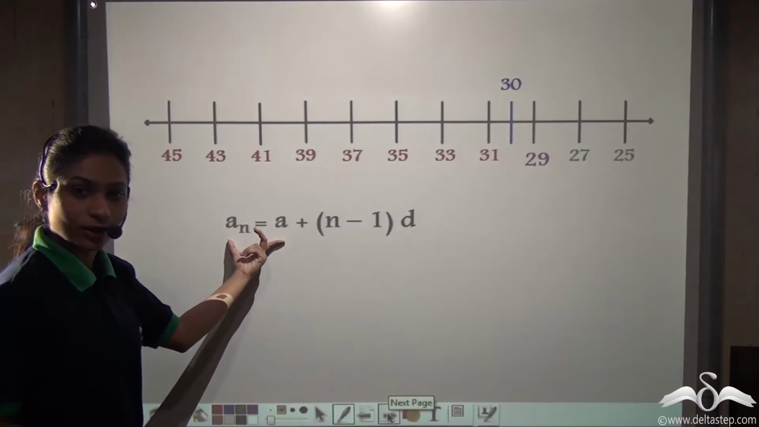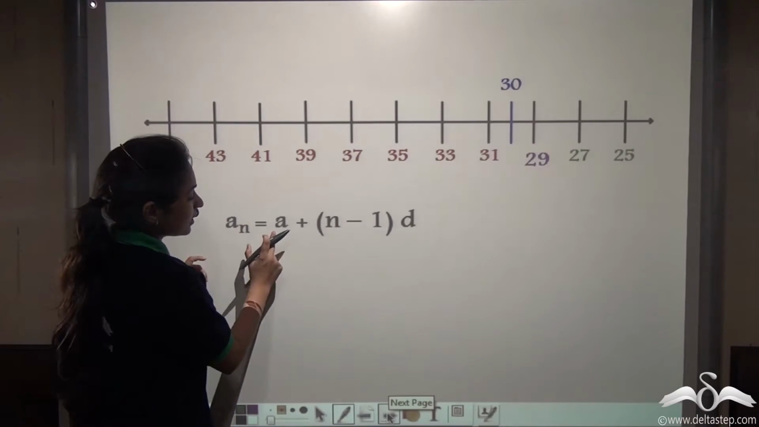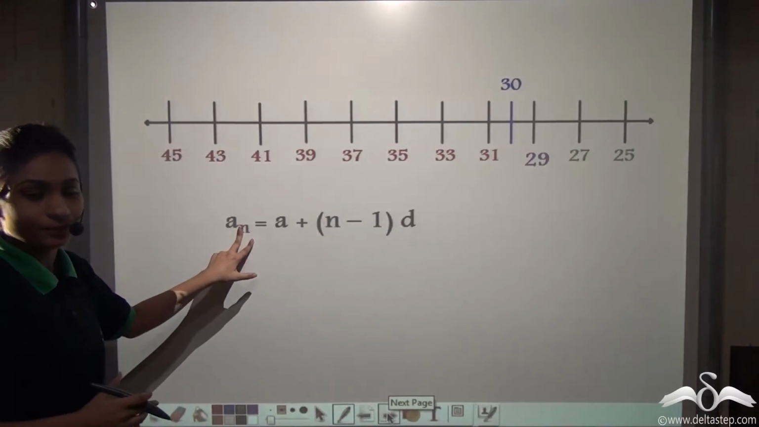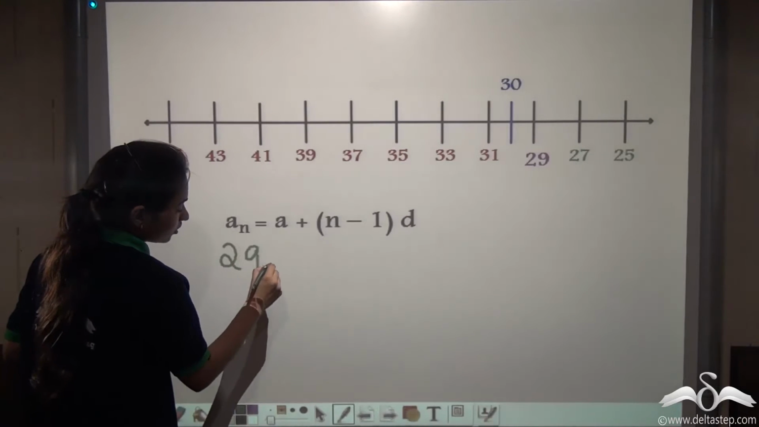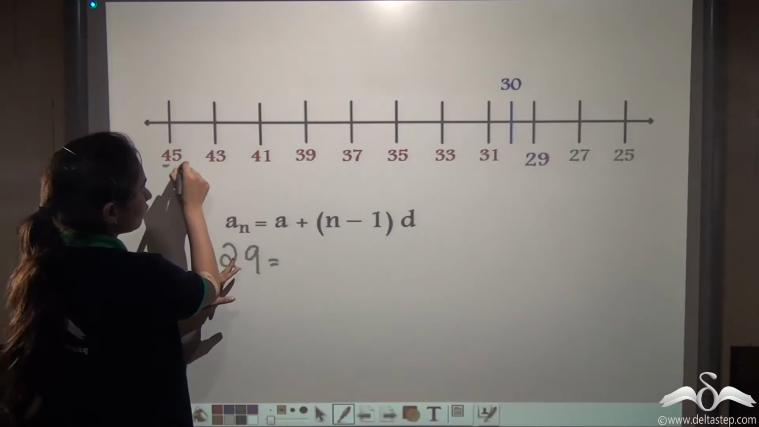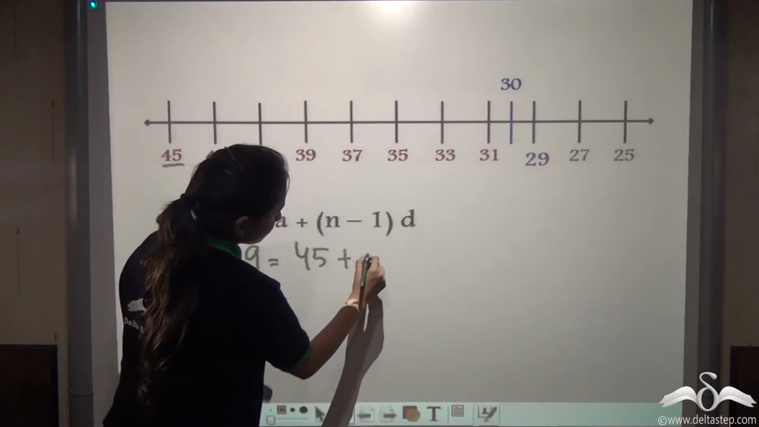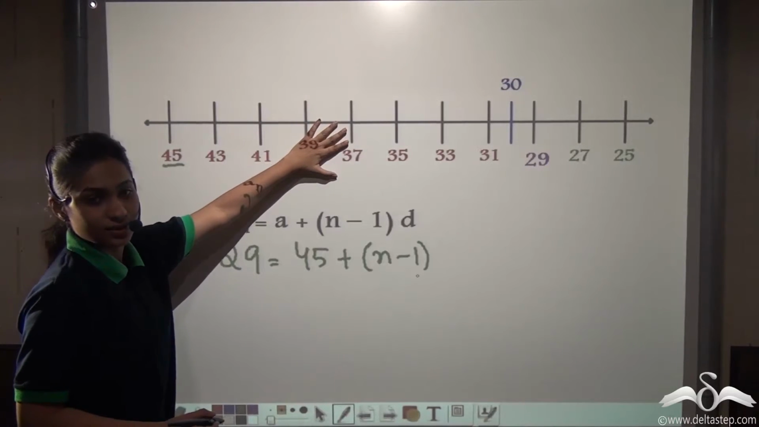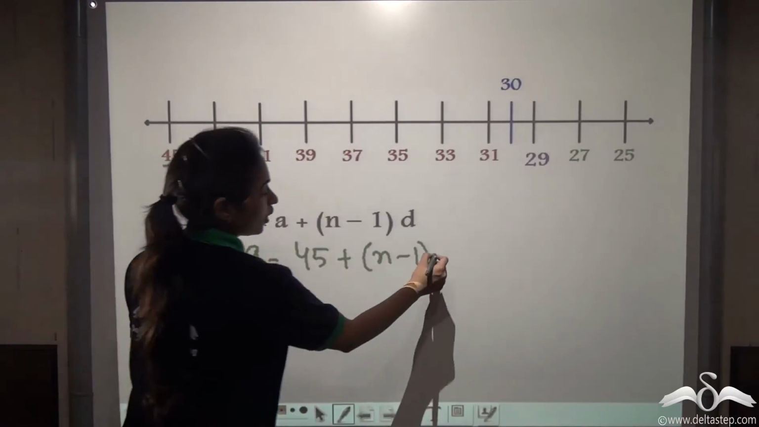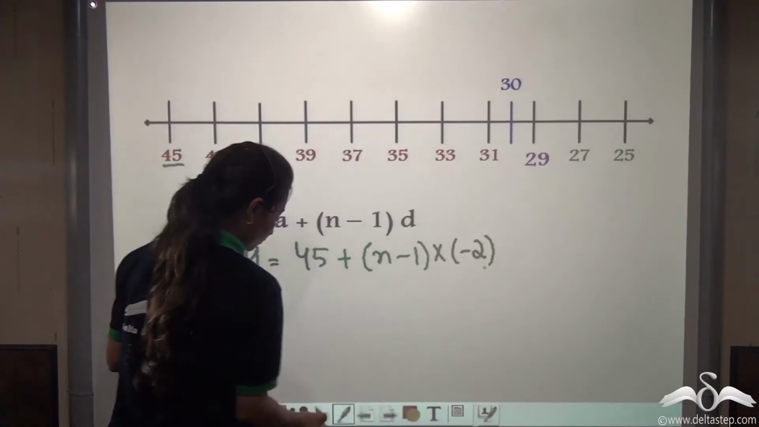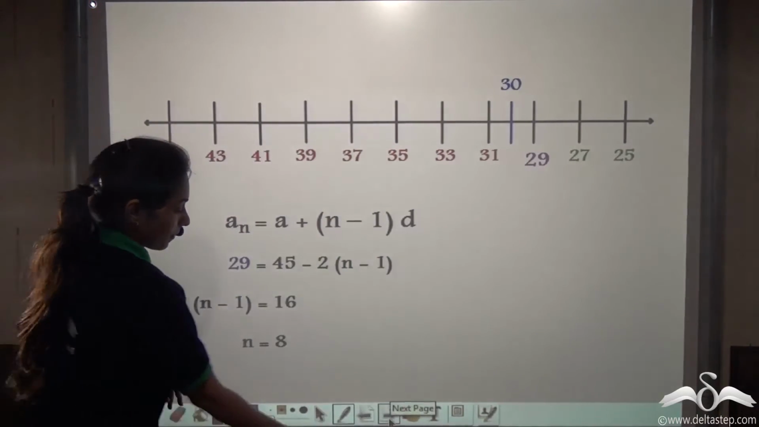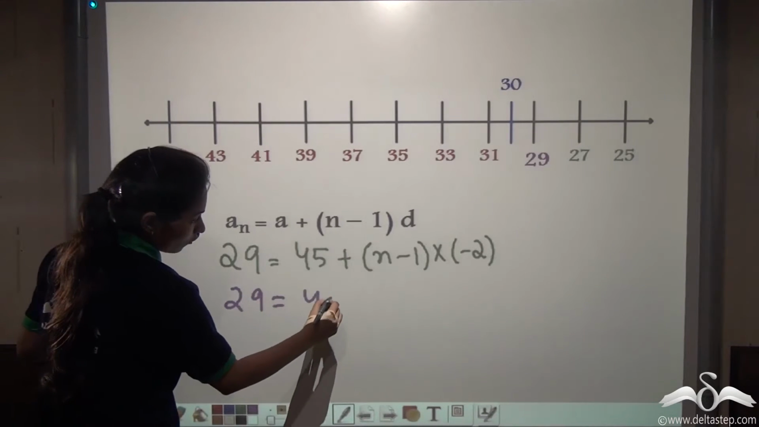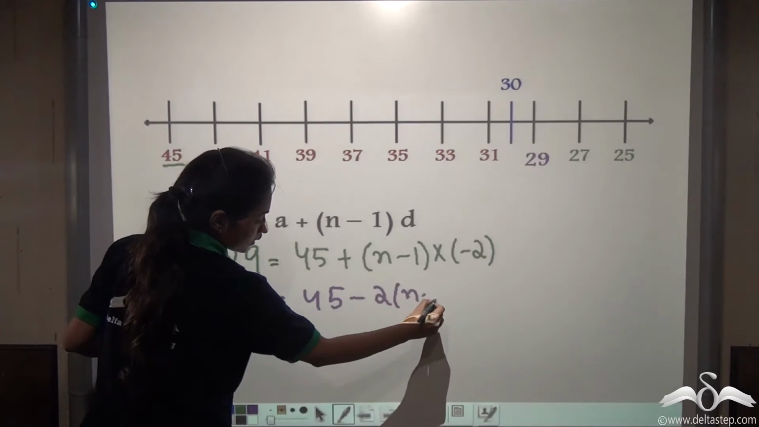Now we know that we can find out the nth term by the formula an is equal to a plus n minus 1 into d. So just substitute the value here and tell me. 29 shall be the nth term here. First term is 45 plus n minus 1, we do not know. Well, you can know with this number line, but say you do not have this number line and you do not know n, into minus 2. So 29 is what? 45 minus 2 into n minus 1.